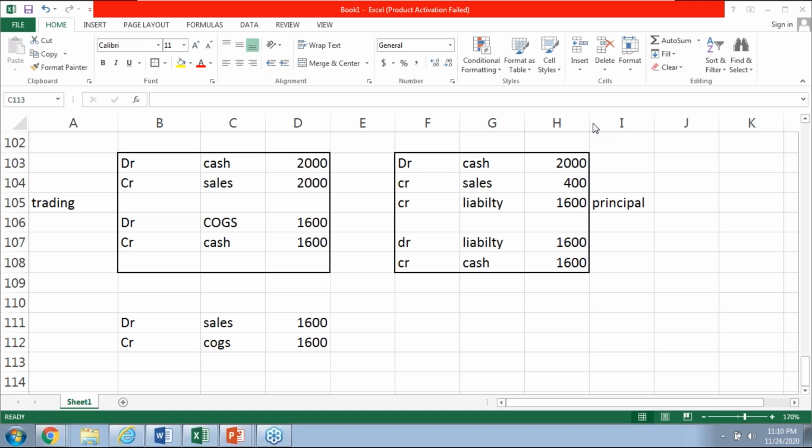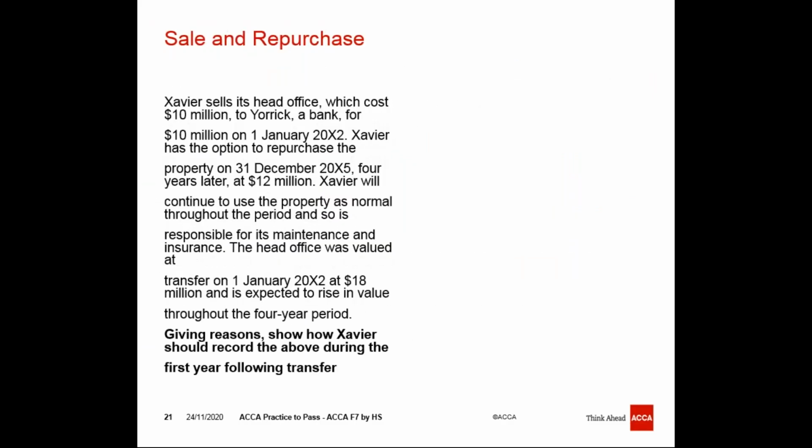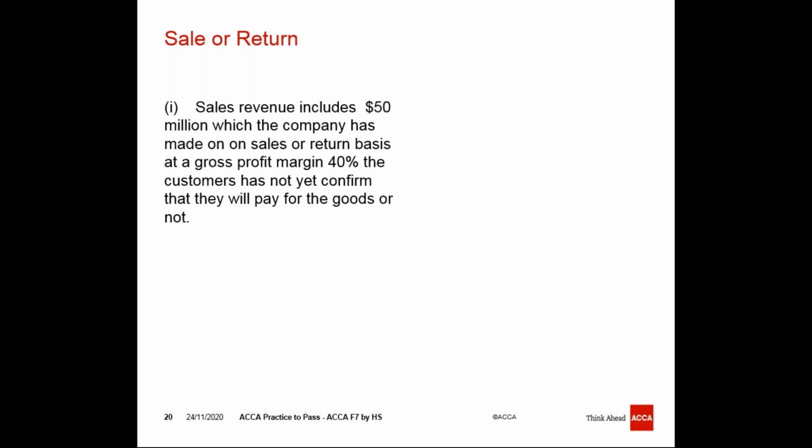Okay, we have missed something. This slide was missed by me. Sale or return basis, the treatment is very simple. When we sold the goods on sale or return basis and we have not yet received the confirmation from the buyer, then accounting says that you cannot recognize the sales. But the question will always tell you that we have recognized the sales already. So all you need to do is to reverse the sales.